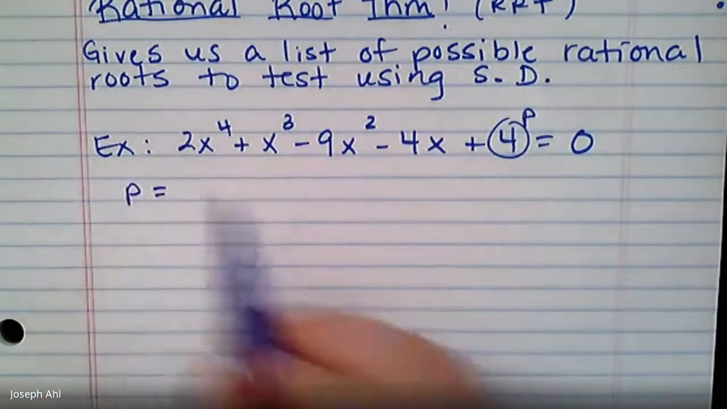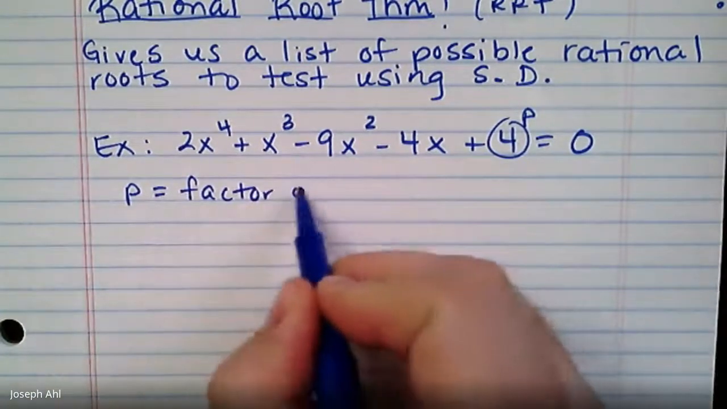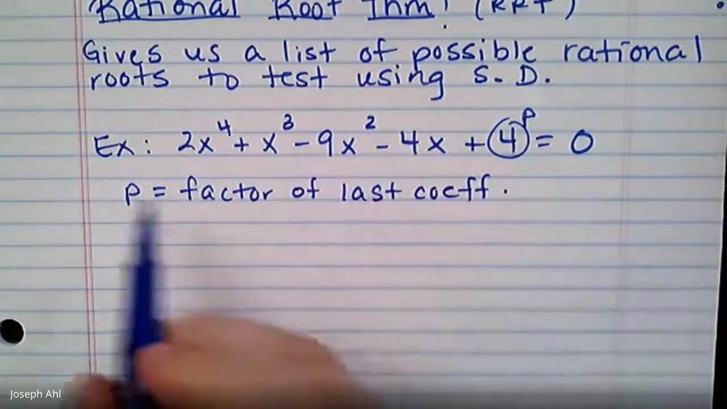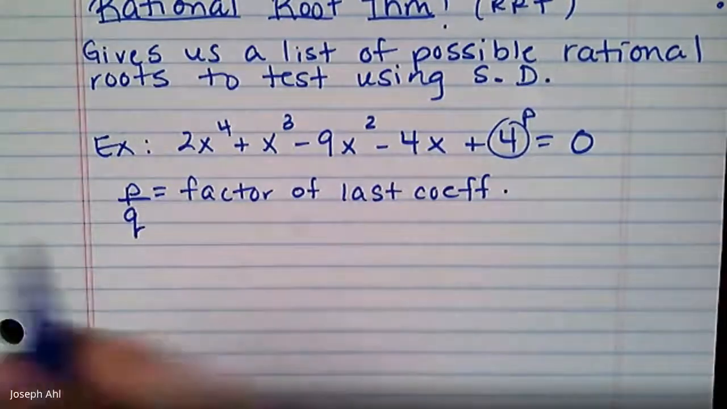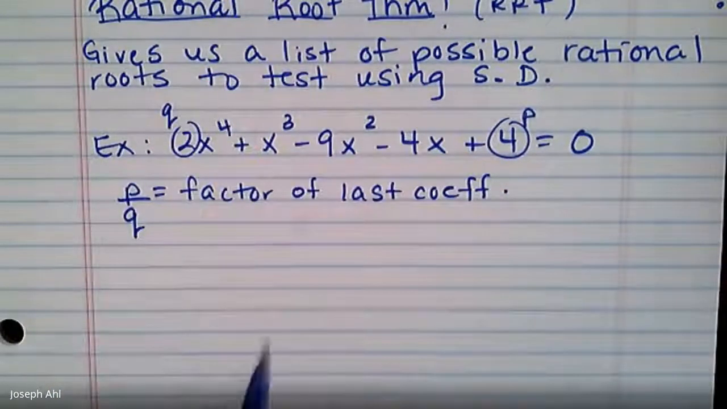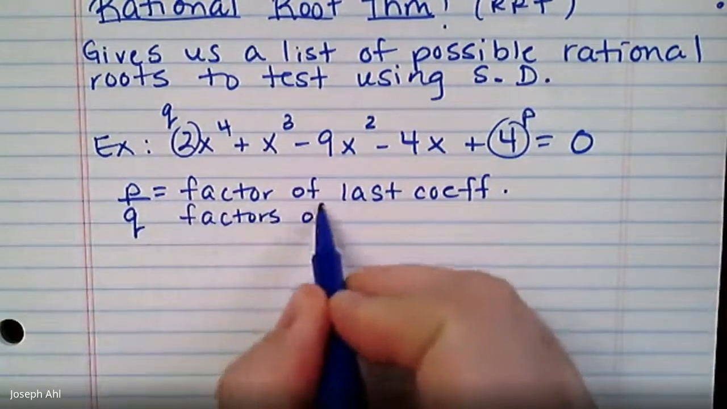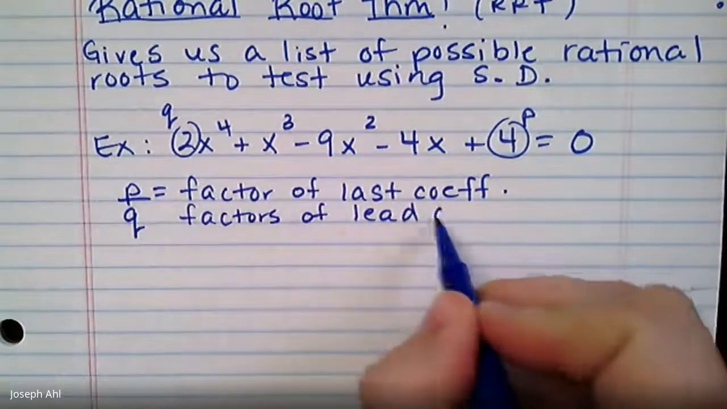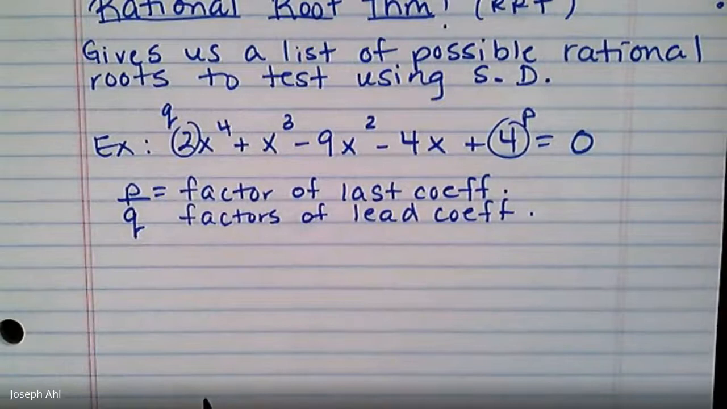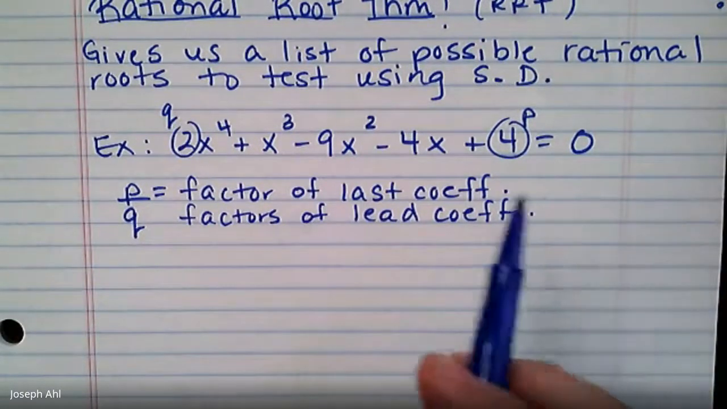And what I want you to do is for the value p, we're going to take the factors of the last coefficient, and we're going to divide them by q, where q is representative of the lead coefficient. We're going to divide them by the factors of the lead coefficient. And when you divide out all those possible factor combinations, that gives you your list of possible rational roots to test.